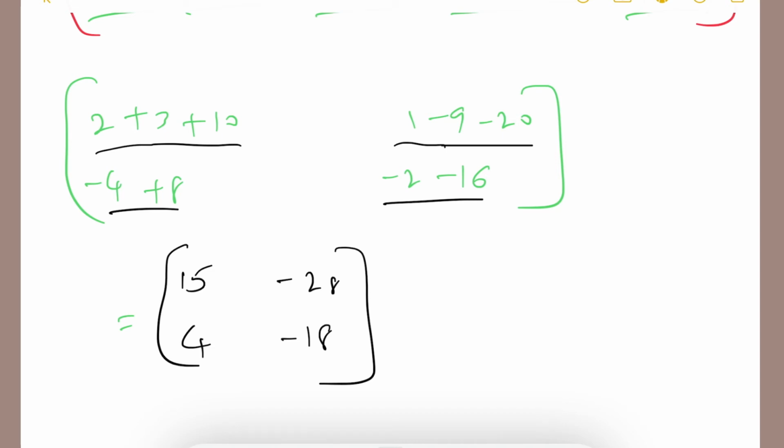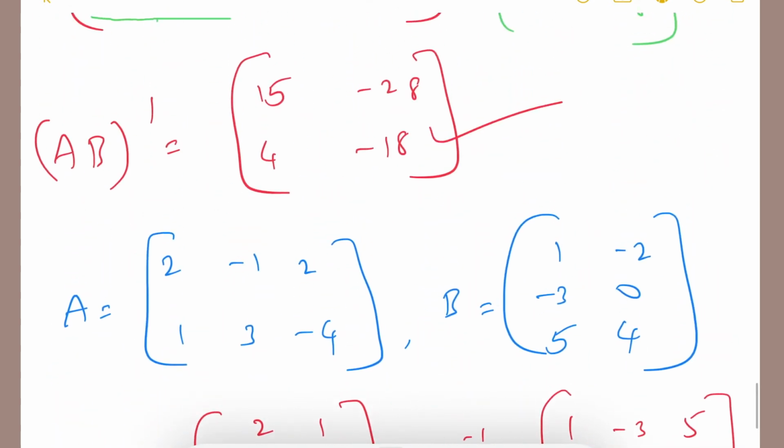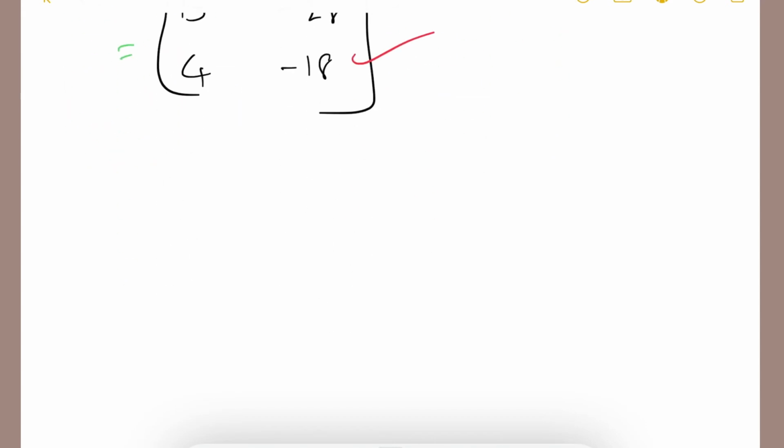Okay, now let us check both the answers once. This is (AB) transpose, that is 15, -28, 4, -18. Next, B transpose into A transpose we got as 15, -28, 4, -18. Both are equal. Hence, (AB) transpose is equal to B transpose into A transpose. Okay, now let us do some solved problems.